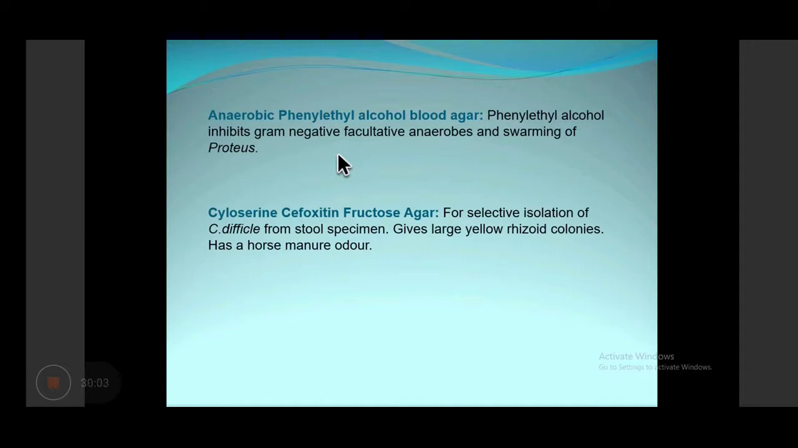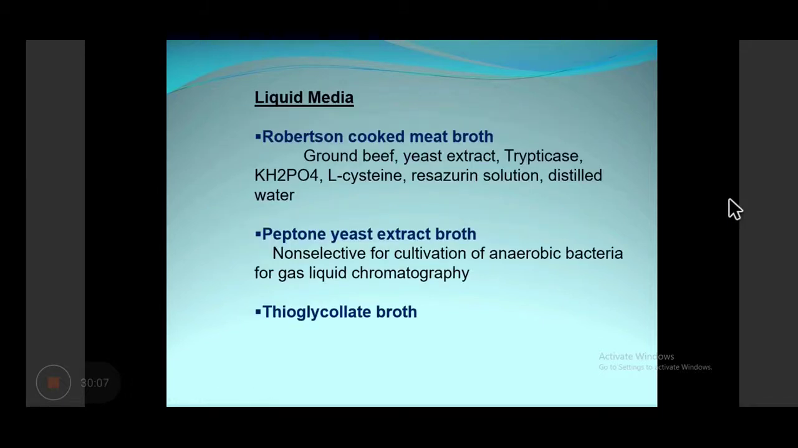So BB, what are the media? Which media did I mention earlier? Which media did I tell you before this? BBE, kanamycin, KVLB, yes.